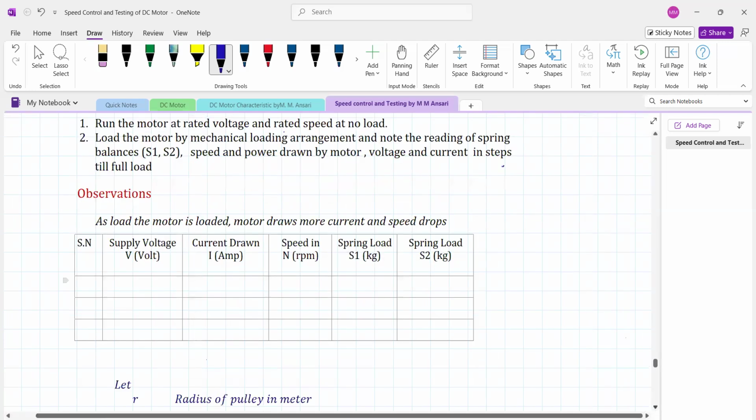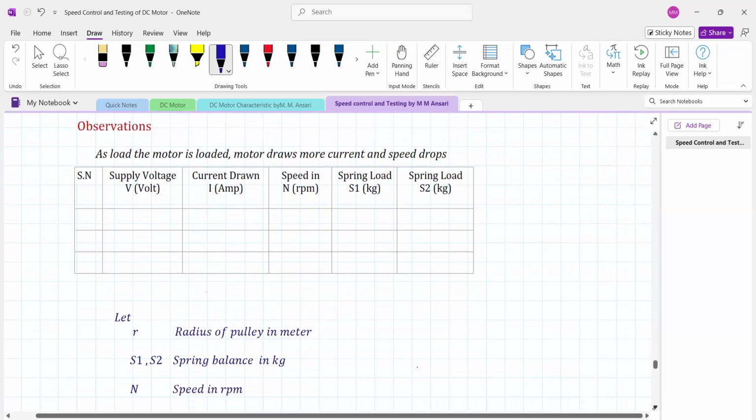So the supplied voltage is initially the rated voltage, and the current at no load condition is very small, hardly 5 to 8%. The speed is the rated speed or no load speed, say for example 1500 RPM, and the spring balance is 0 at the no load condition. But as soon as we increase the load, it will read S1 value and S2 value. Under such condition, the speed starts dropping, whereas the current increases with the increase in load. So these are some of the readings we have to take. It may be 4 or 5 readings, or till the full load value.